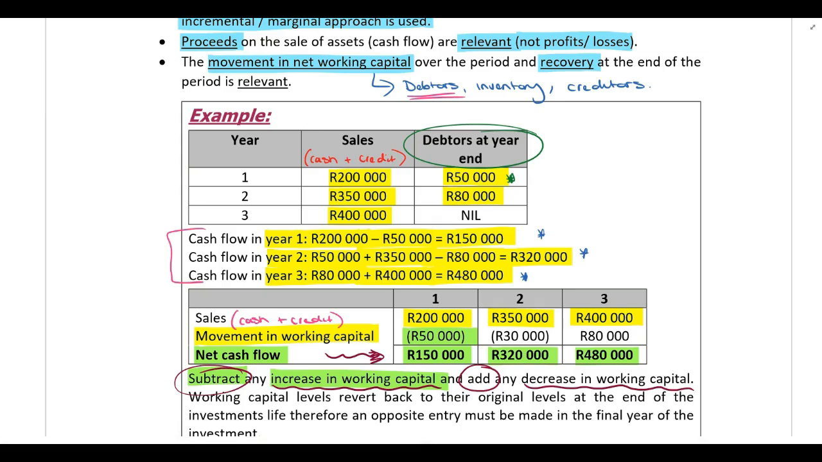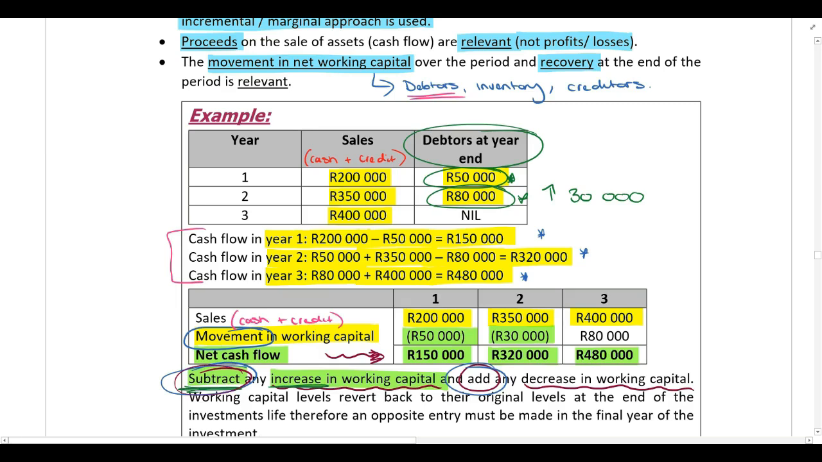Then in year 2, we can see our debtors balance has increased from 50,000 to 80,000. So that is an increase of 30,000 Rand. So once again, I subtract any increases in my working capital. So I subtract the 30,000 Rand. Please note, you are not working with your balances. You are working with the movement. So we look at the movement in our working capital. If my working capital increases, I subtract that movement. And if my working capital decreases, I add that movement.